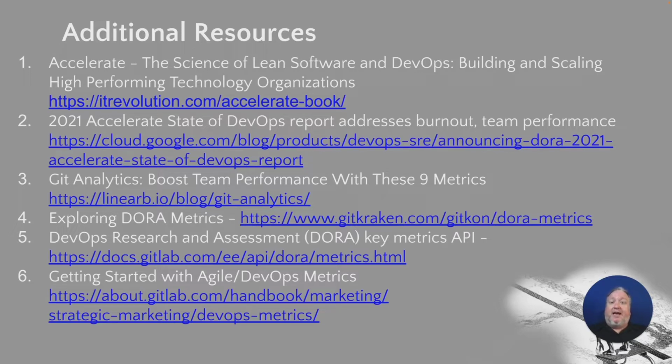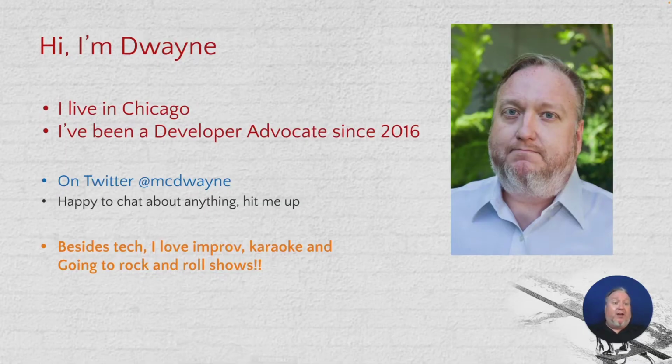But getting started with Agile DevOps Metrics, it's the handbook. It's literally the marketing handbook for how they talk about this stuff, and it's a great place to start. It's somewhat well organized, I will say that, but I would read everything else here first, and that's a really good resource to jump off of. All of these things are going to leave you with more questions than answers, I think. But they're all good questions that you should be asking.